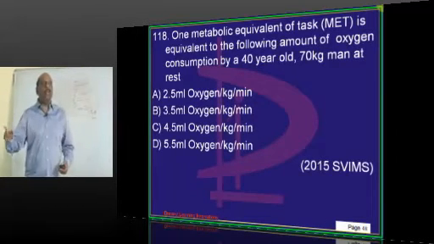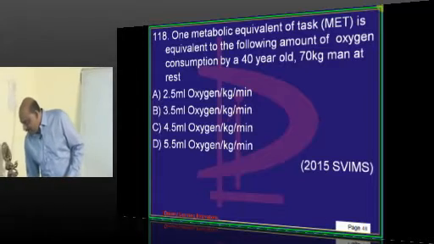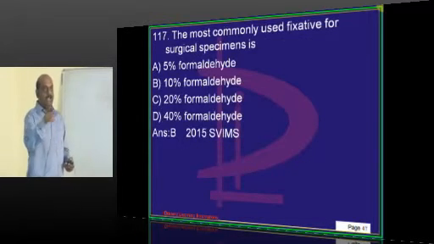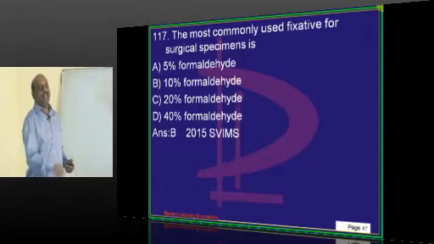So what is one metabolic equivalent? Raj is saying the answer for what? For the earlier question. In the capsule question, strictures are a contraindication.